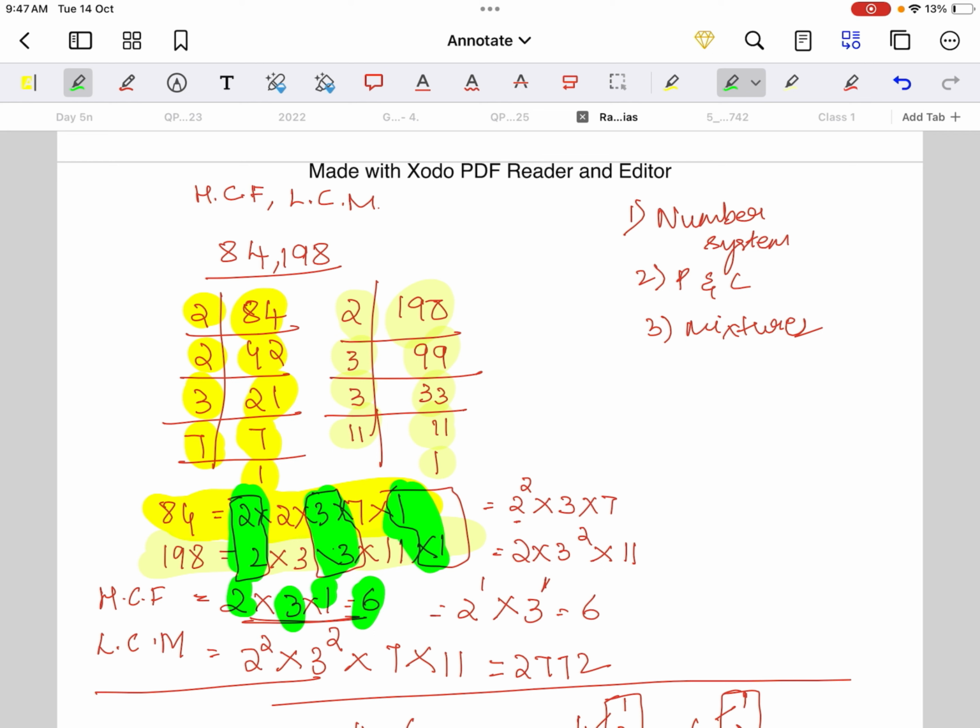Then we went on to find the LCM. LCM is the least common multiple. We bring everything together. 84, which is 2 into 2 into 3 into 7 into 1, I can write as 2 square into 3 into 7. Then 198 I can write as 2 into 3 square into 11. Between 2 square and 2, which has the greater exponent? 2 square, right? Between 3 square and 3, which has the greater exponent? 3 square, right? Into 7 into 11. For LCM we include all terms. So we get this as the LCM.